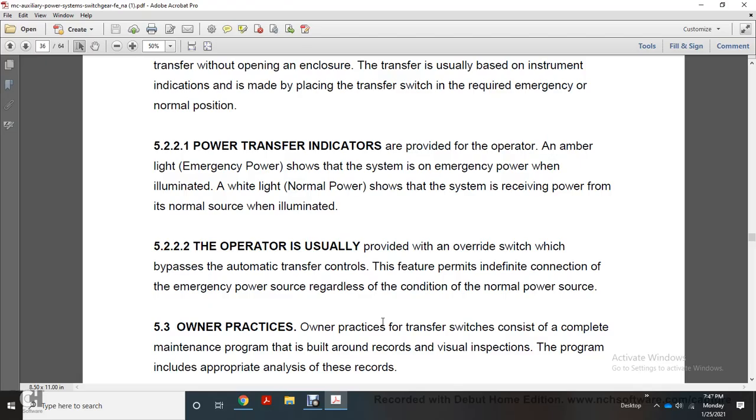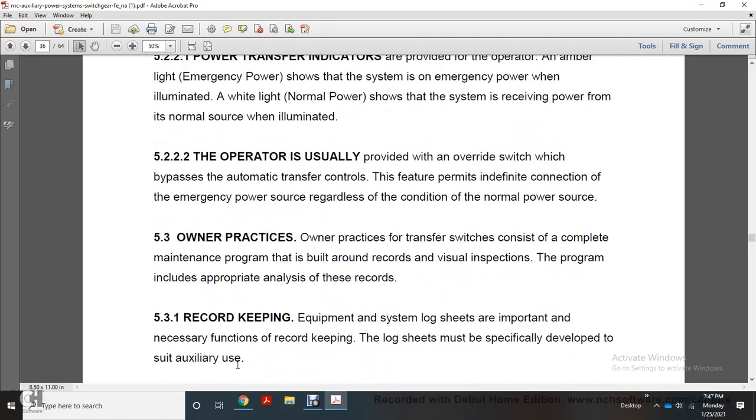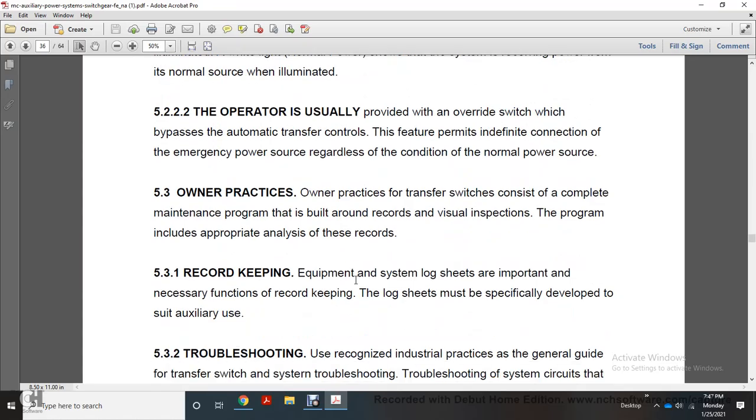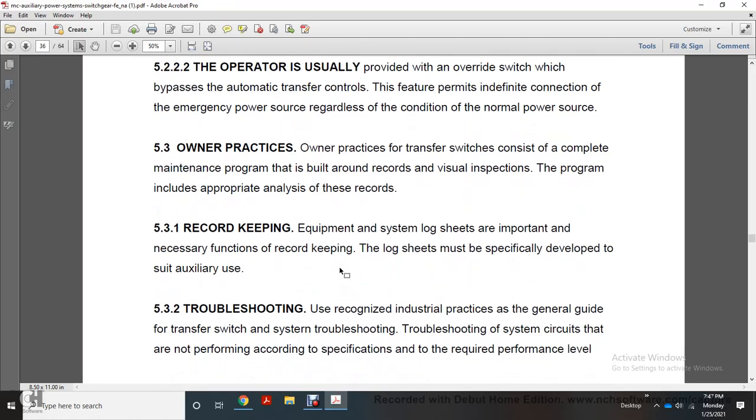Owner practices for the transfer switch consist of a complete maintenance program built around records and visual inspection. The program requires appropriate analysis of each record and record keeping. Equipment system log sheets are important. Record keeping log sheets must be specifically developed to suit auxiliary use. Troubleshooting uses recognized industrial practice for a general guide to transfer switch systems.